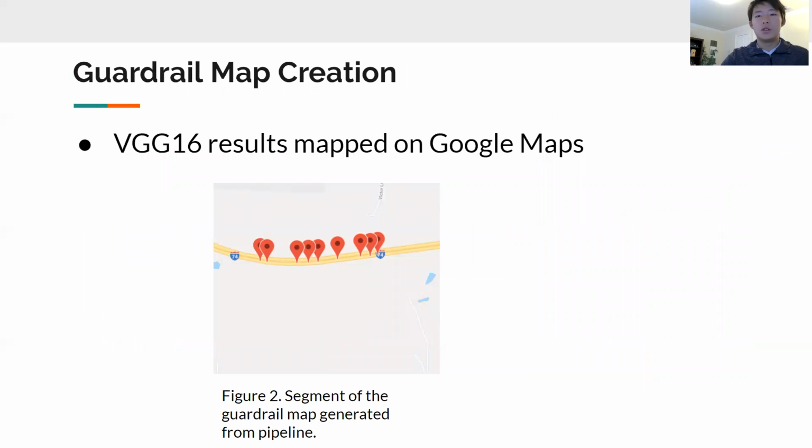The results of the VGG16 that were trained on both datasets were mapped on Google Maps. The model classified images based on whether or not they had a guardrail, and a marker was placed wherever the model indicated there was a guardrail. On the bottom, a segment of the guardrail map is shown. Each red marker indicates a guardrail. When tested, this proved to be accurate, as the locations of guardrails were consistently indicated with a marker.